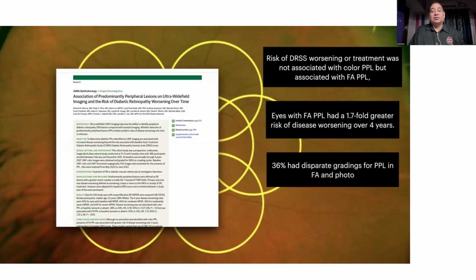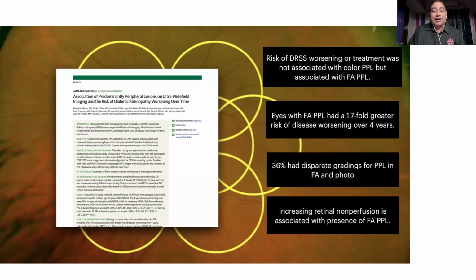Again, can we rely on the fundus photograph alone? The answer was no, because 36% had disparate grading. There were different gradings for PPL on FA and on fundus photograph. And the fundus fluorescein feature that was more predictive for progression was increasing retinal non-perfusion. That was the feature on FA which was associated with progression of diabetic retinopathy.